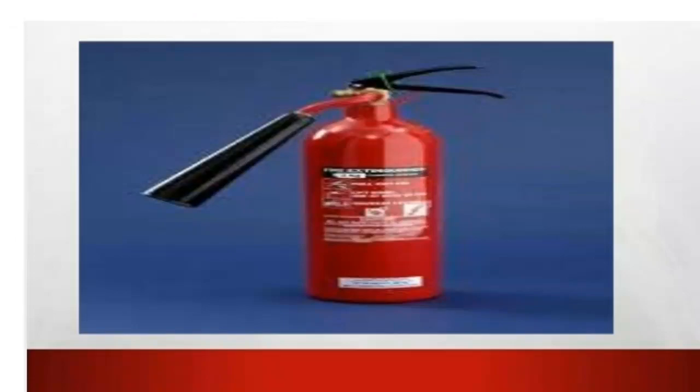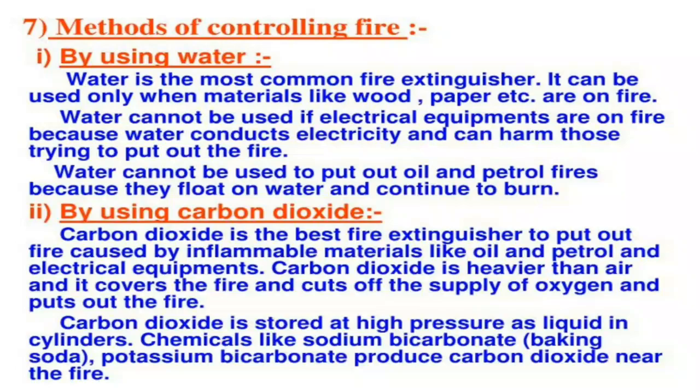So this is all about how, when a fire is caused, we can control it. There are two methods: by using water and by using carbon dioxide we can control the fire. We control fire by either cutting off the supply of oxygen, or bringing down the temperature of that combustible substance. Two things we can do.